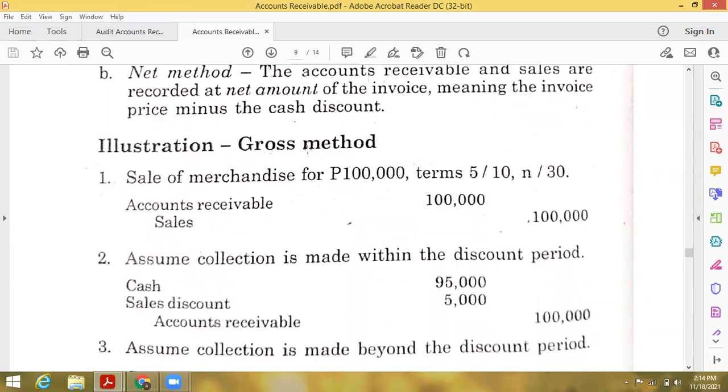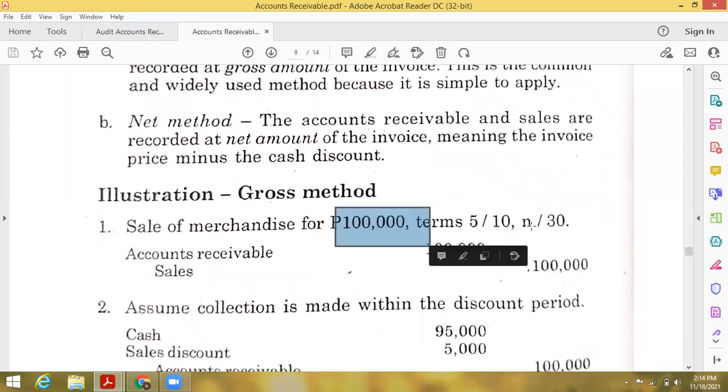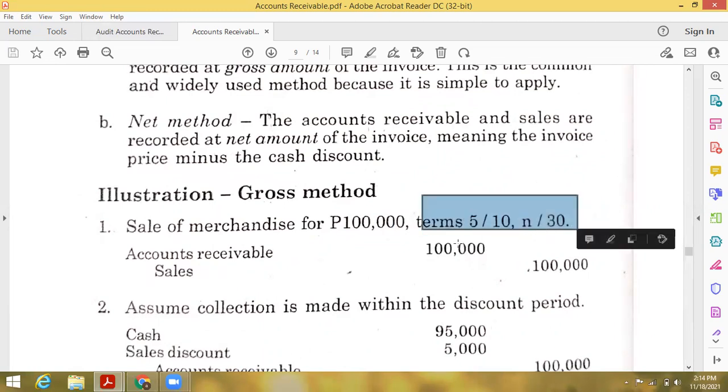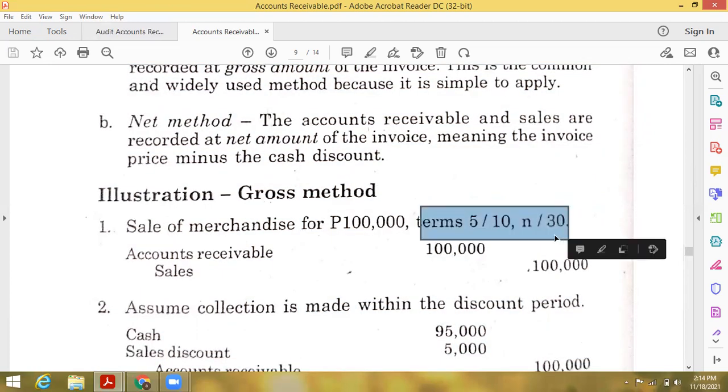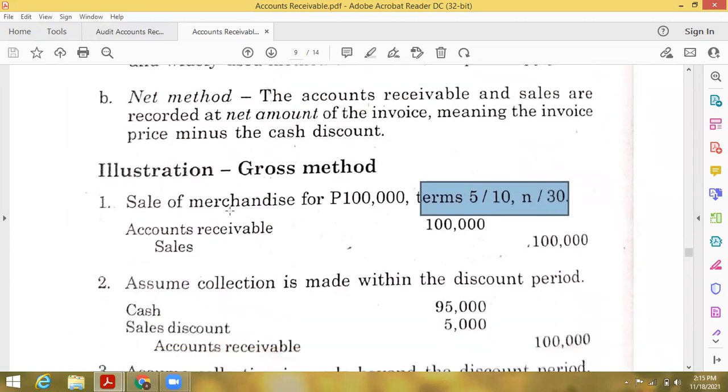So, tingnan natin yung illustration between the net and the gross method. Gross method, nagbenta tayo. Pag hindi niya sinabi kung nagbenta ba tayo ng for cash or accounts, pag may nakita kayo na term na ganito, 5/10, n/30, ibig sabihin na to, inutang sa atin niya. Kasi ito yung term ng kanyang utang na pag binayaran niya within 10 days, may discount ng 5%. So ito utang to. Pag sa gross method, dahil at gross amount tayo, accounts receivable 100, sales 100.